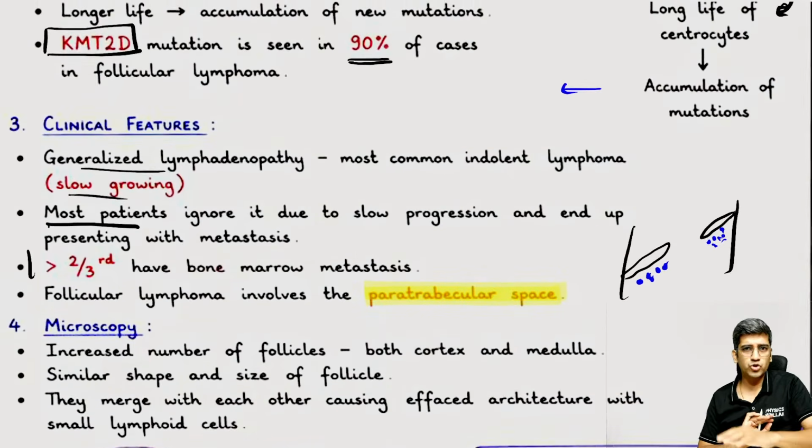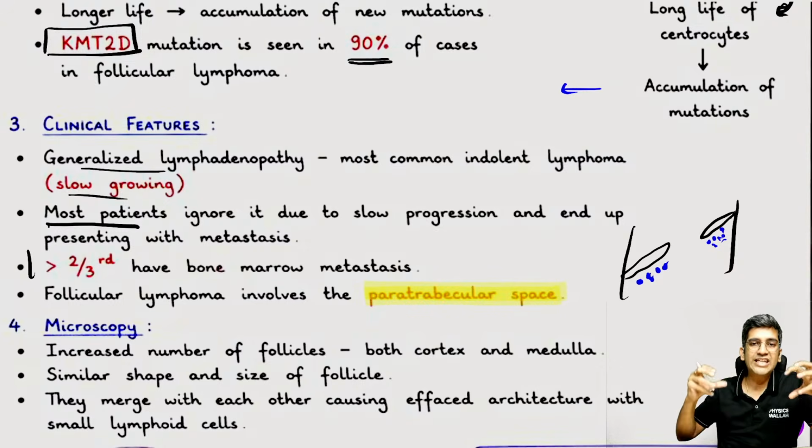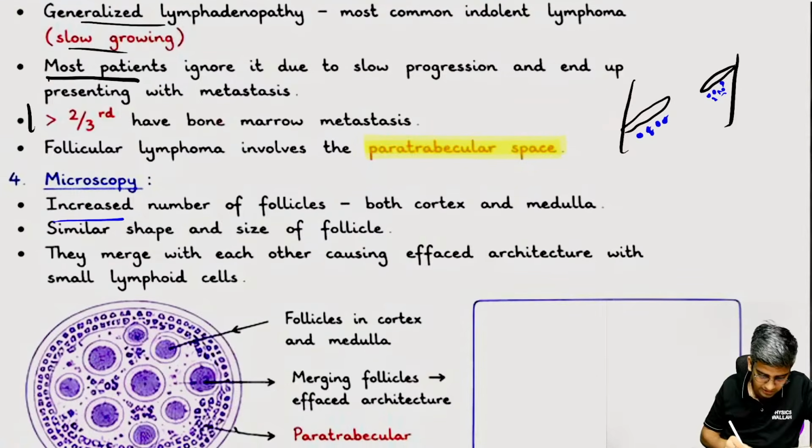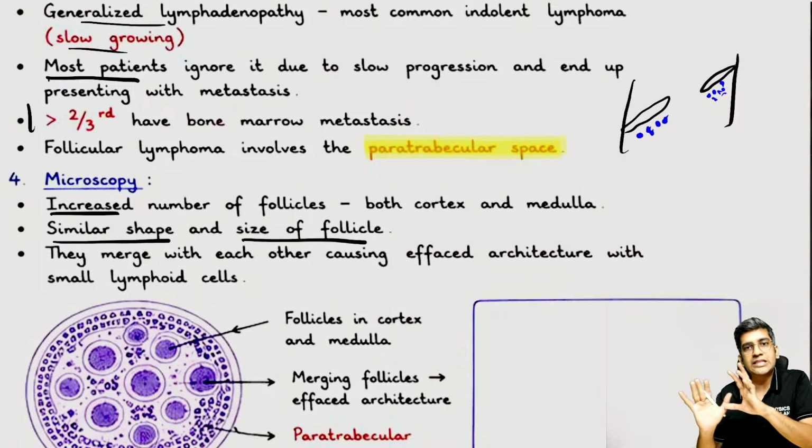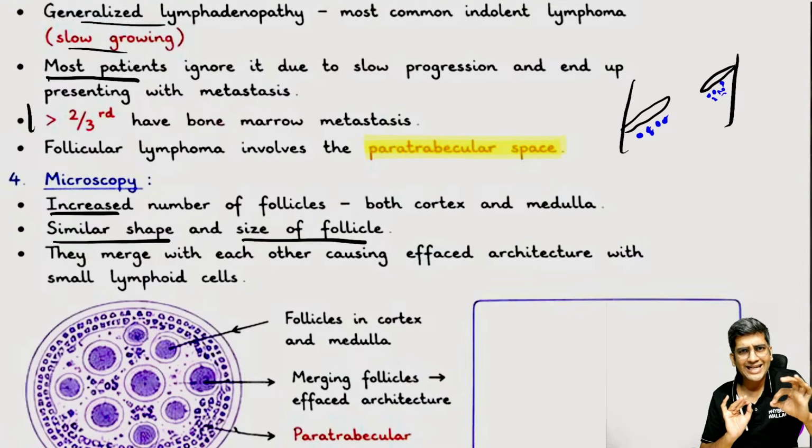Now let's get the microscopy of lymph node. Same effaced lymph node architecture. Before that, what I'll have is follicles, which are going to replace the entire cortex and medulla. I'll have an increased number of follicles. And the most important thing, please write this, which is very important. The follicles are mostly of similar size and shape. It will not be exactly identical, but similar size and shape. If the follicles are very different in size and shape, it is reactive. Because reactive also can have follicular hyperplasia.